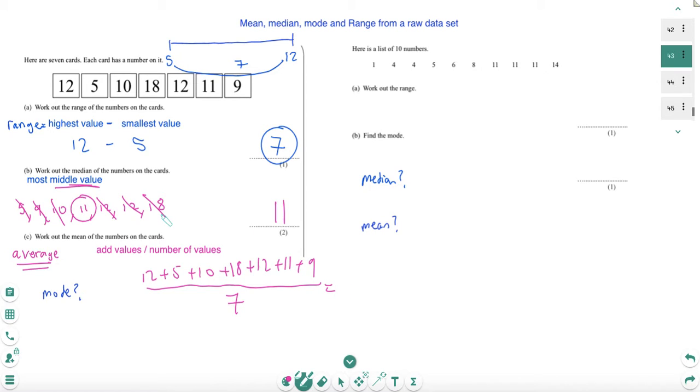Let me get my calculator out. 12 plus 5 plus 10 plus 18 plus 12 plus 11 plus 9. So all this makes 77. 77 divided by 7 is 11. The mean, or the average, is 11.